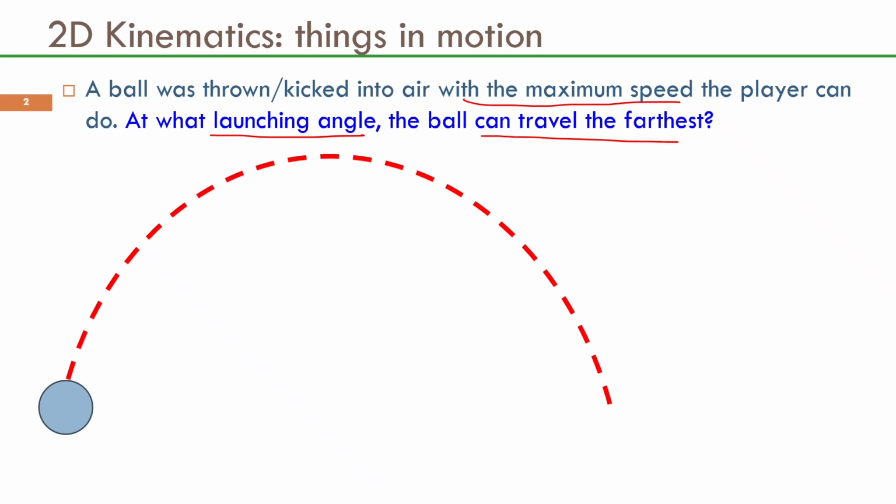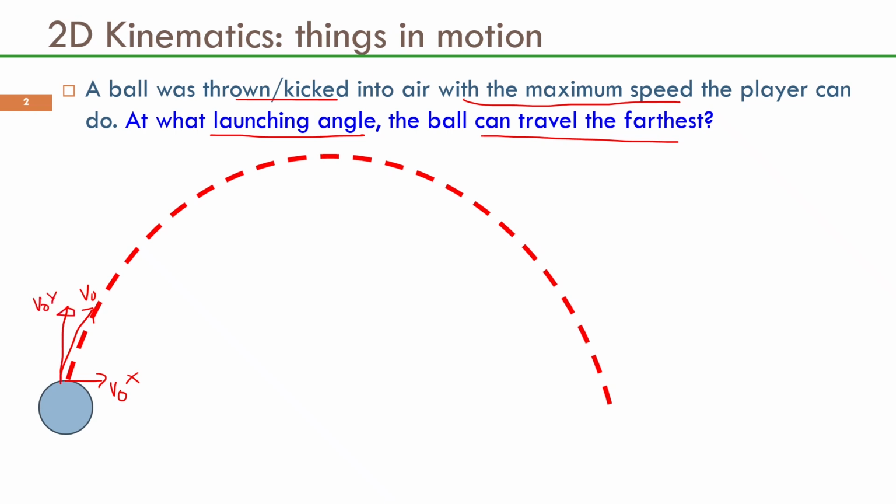We know when a ball is thrown or kicked into the air, the ball is basically going to follow a projectile motion. And we know that if we have the initial velocity of the ball v0, we can decompose the initial velocity into its horizontal component v0x and its vertical component v0y.